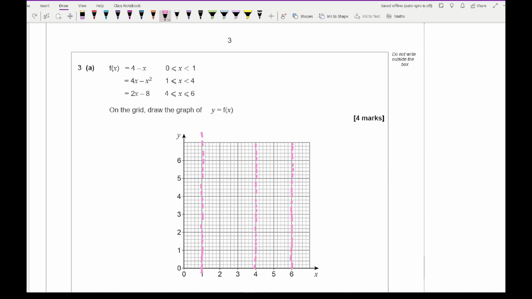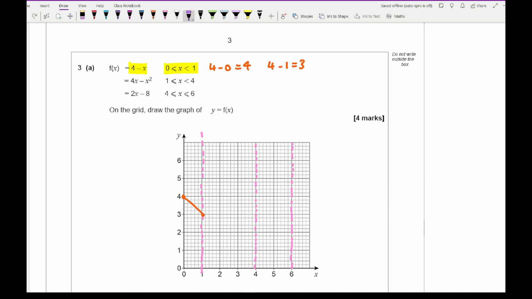Now what I need to do is plot these equations based upon the range that's given. So for here, when x is 0, that's going to be 4 minus 0, which is 4, and 4 minus 1, which is 3. So at 0, it's at 4, which is there, and at 1, it's at 3. So that's going to be a straight line going from there to there. Now again, you should be using a ruler.